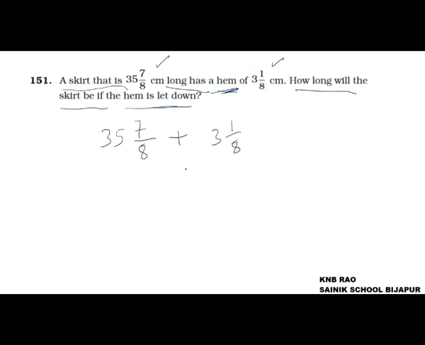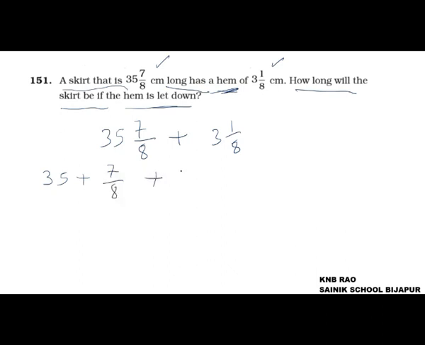See children, it can be further converted into improper fraction, that added to this conversion of mixed into improper fraction. We can do all that techniques of simplifying. But let me tell you here one simple common sense. Always remember 35 integer 7 by 8 is nothing but 35 plus 7 by 8.